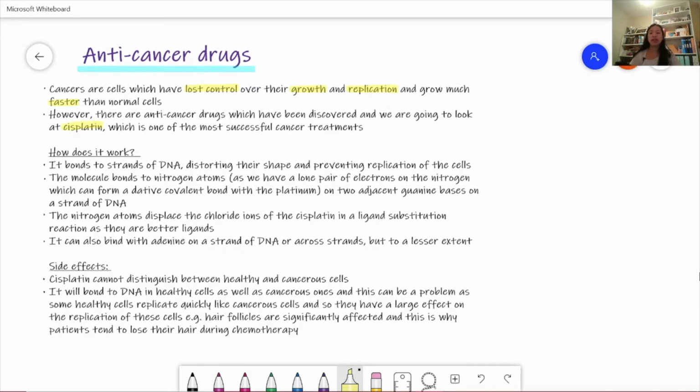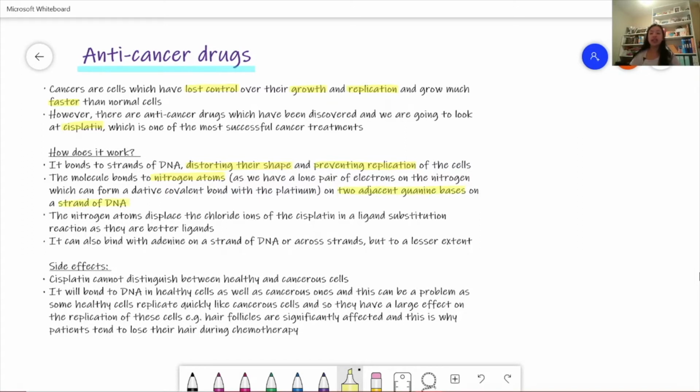So how it works is that firstly, it bonds to a strand of DNA and it distorts the shape. And this prevents replication of the cells. And so the cells we're stopping from replicating are these cancerous cells. And the molecule bonds to the nitrogen atoms, as we have a lone pair of electrons on the nitrogen, which can form a dative covalent bond with the platinum on two adjacent guanine bases on a strand of DNA.